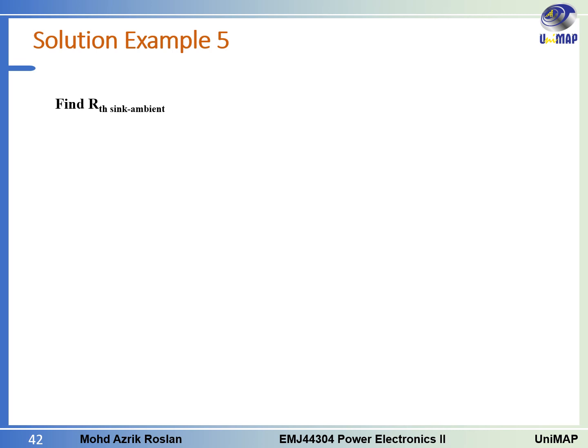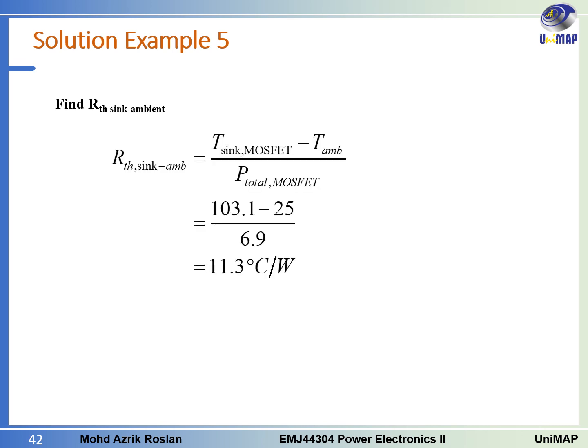And finally, for the design requirement, we need to find the Rth sink to ambient. This is actually the heat sink value that we have to use to ensure that our operation achieves the thermal requirement. So for the Rth sink to ambient, we use this equation: T sink MOSFET minus T ambient divided by the total power dissipated. So 103.1 minus 25 divided by 6.9, and you will get the value of 11.3 degrees C per watt.